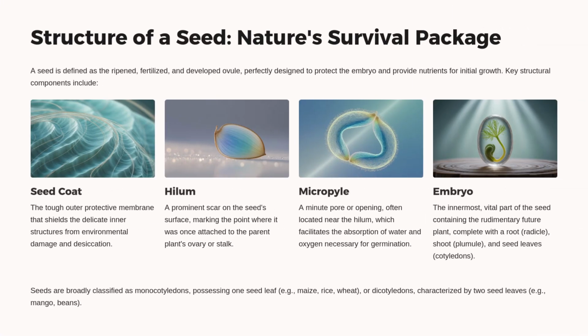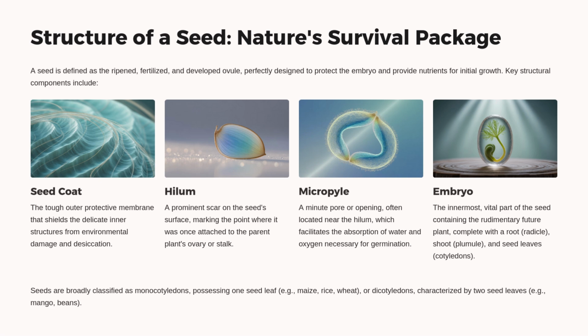Structure of a seed, nature's survival package. A seed is defined as the ripened, fertilized, and developed ovule, perfectly designed to protect the embryo and provide nutrients for initial growth. Key structural components include the seed coat, the tough outer protective membrane that shields the delicate inner structures from environmental damage and desiccation. Hilum, a prominent scar on the seed surface, marking the point where it was once attached to the parent plant's ovary or stalk. Micropyle, a minute pore or opening, often located near the hilum, which facilitates the absorption of water and oxygen necessary for germination.